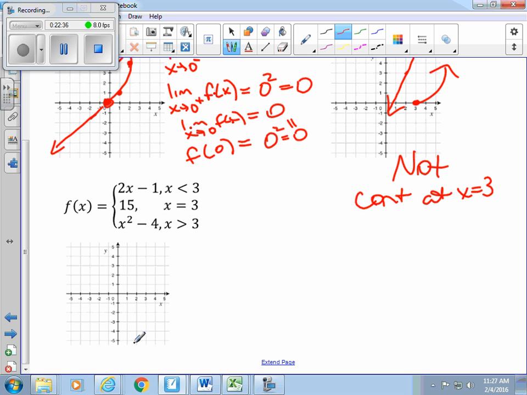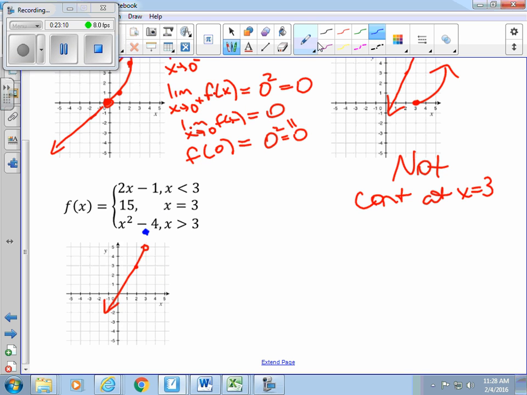Again, completely unnecessary. I don't need to graph it. I can answer the question without graphing it. To the left of 3, I get 2x minus 1. Everyone agree at 3, that's 5 again. That's the same. I've already drawn that line once. At 3, the function is 15, right? Way up here. Farther up than that, but that's as far as I can go.